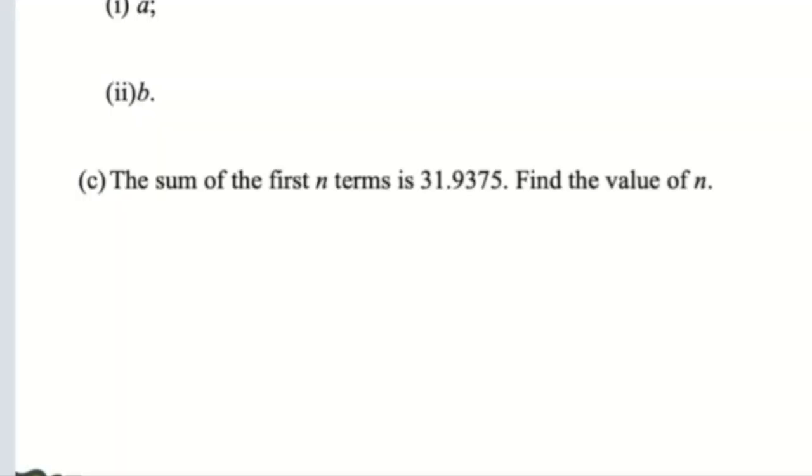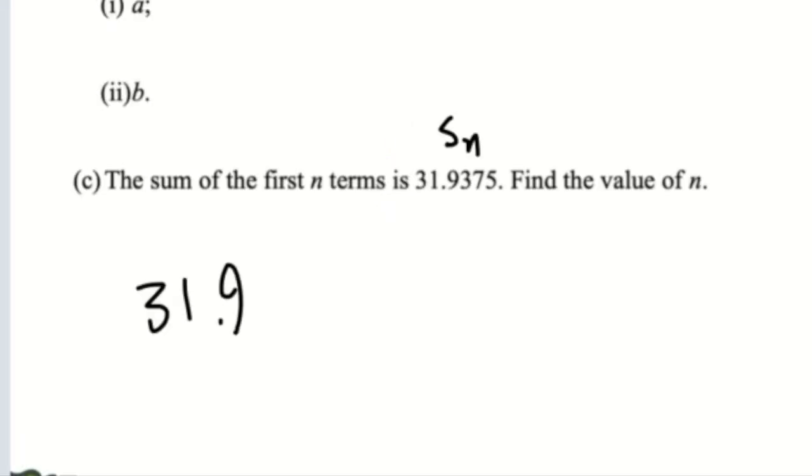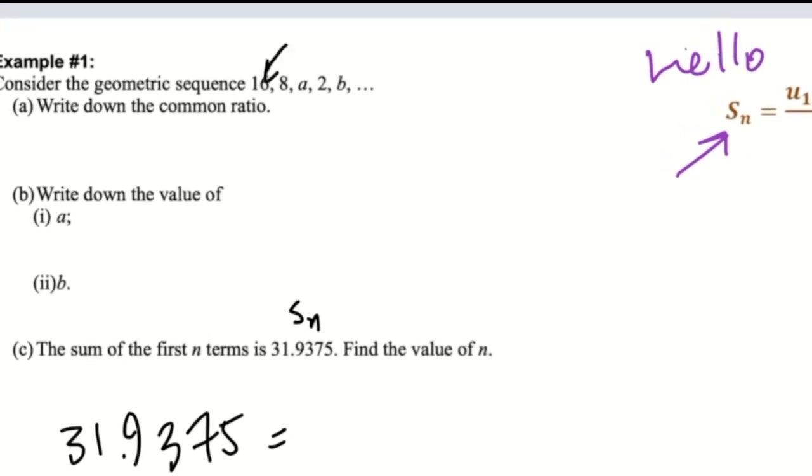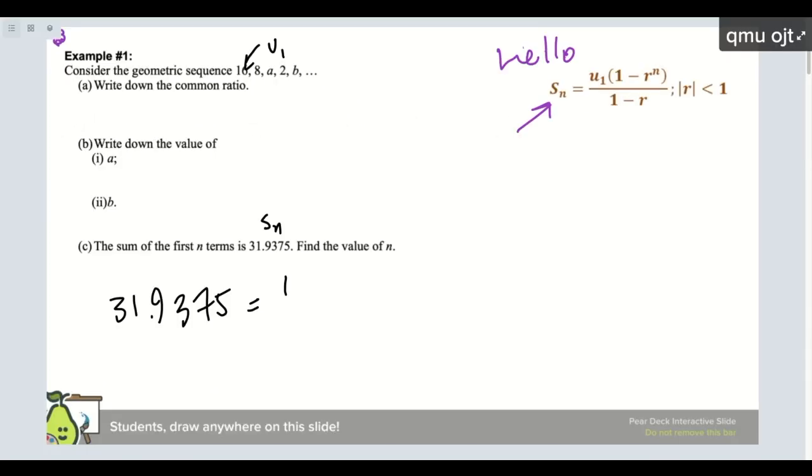So they give us the sum. This is Sn. They give it to us. 31.9375. Find the value of n. Okay. Well, do I know the first term, u1? Oh, there you are right there. u1. 16. And we're using this because 1/2 is a ratio that's less than 1. So I'll say, okay, 1 minus 1/2 to the n, and I don't know that. That's what I'm looking for. Over 1 minus 1/2. So this will be straightforward.